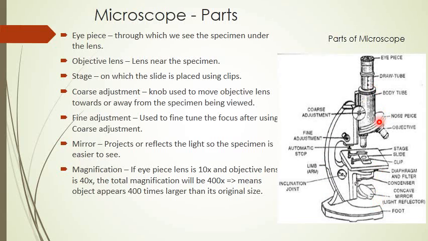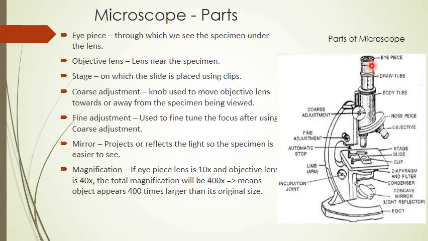Then this is the nose piece. This is the objective. This is the stage. This is the slide. This rectangular thing is the slide. The circle thing is a specimen, or the object which we are viewing. These are the clips to hold the slide properly. This is the condenser, this is the mirror, this is the foot, etc.